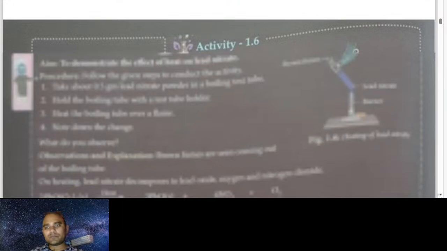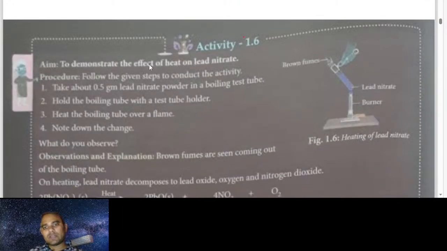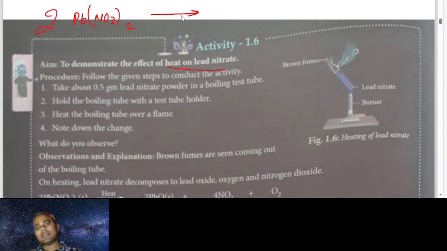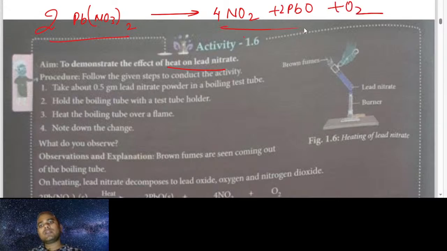Now here is one more activity, to demonstrate the effect of heat on lead nitrate. So lead nitrate, Pb(NO3)2, it is twice. If you are heating this, taking 2 molecules, it will give 4 NO2, plus 2 PbO, plus O2. So it is also a decomposition reaction. You heat it, you will get a brown color gas evolved. It means NO2 gas is released.